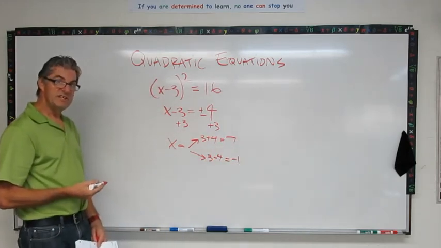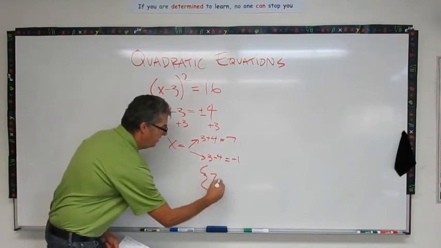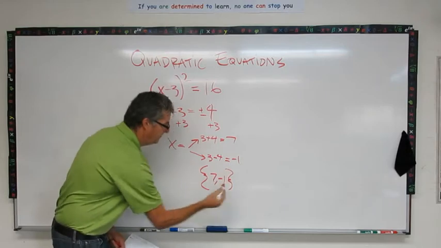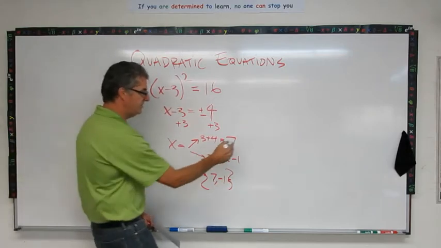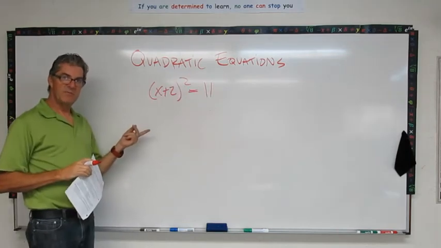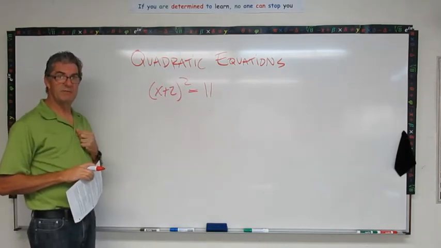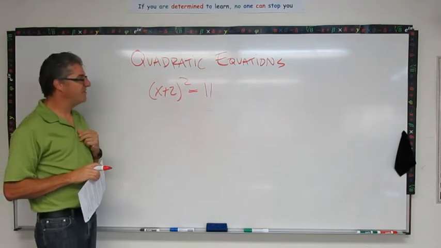So if we want to list this in set notation, we would do it like this. Okay? You could also just circle your answers like that. Similar type of problem. The result's going to be a little different, but go ahead and give it a shot. Pause the video.